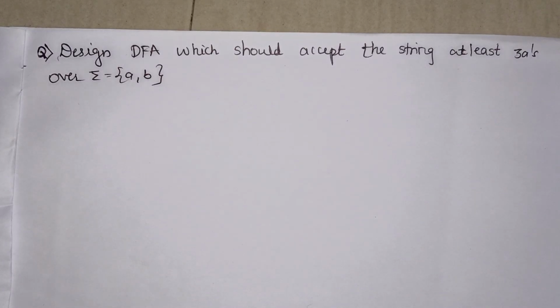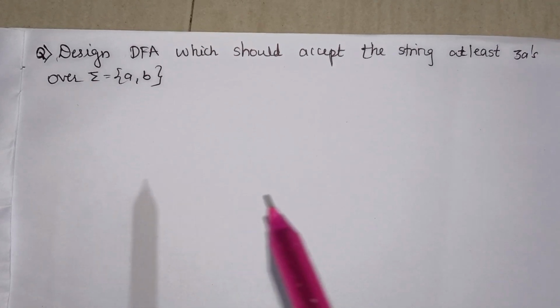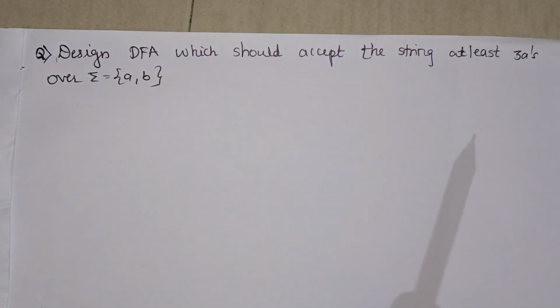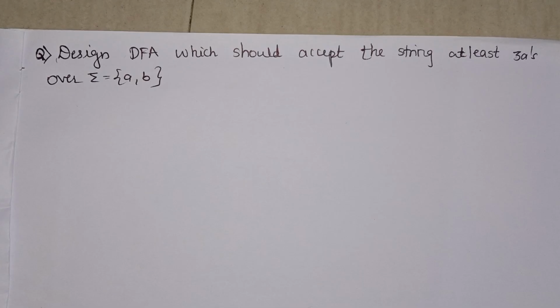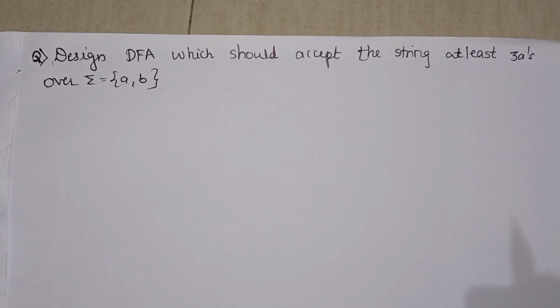Hello everyone. Today we are solving an example of DFA. The question is: design a DFA which should accept the strings with at least 3 a's over the input alphabet {a, b}. Means if it receives a string, it must contain at least 3 a's.